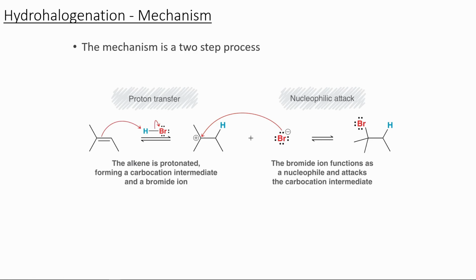intermediate. So we're breaking a carbon-carbon pi bond, and we're also breaking a hydrogen bromide sigma bond, and we're forming two new bonds. We're forming a carbon-hydrogen sigma bond and a bromine-carbon sigma bond. And remember, this is an equilibrium reaction. This is the exact opposite of an elimination reaction.